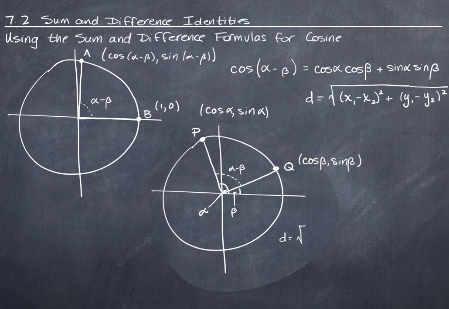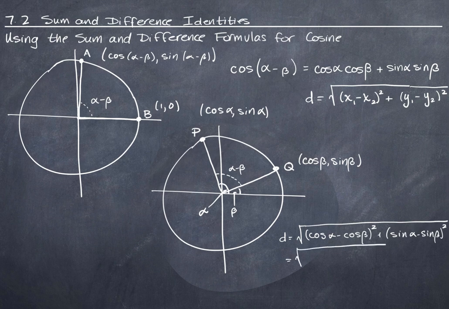The square root of, I'll make that as long as I need to when I get there, the x-coordinate of my first point minus the x-coordinate of my second point, that difference squared, plus the y-coordinate of my first point minus the y-coordinate of my second point, that difference squared, and I want the square root of that whole thing. If I expand this, I'm going to get the square root of a rather long expression, so I hope I can squeeze this in here.